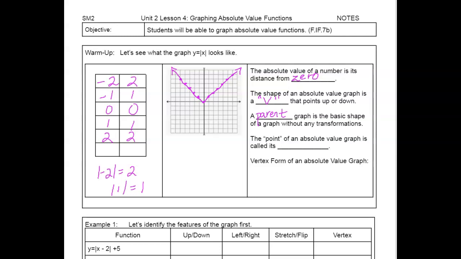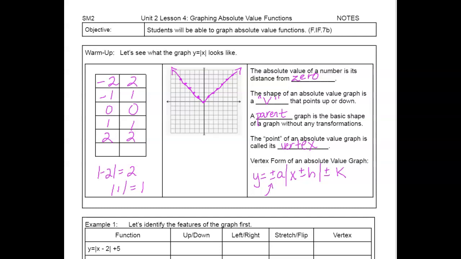And this can work for quadratics or any shape, really. The point of the absolute value is called the vertex. So that's the mathematical term, and I'll be using that from now on. So to find the vertex form, I'm going to write it like this. y equals, and I'm going to put plus or minus an a number, times the absolute value of x plus or minus h, plus or minus k. Okay? And we can use b and c, but we just use h and k specifically for absolute value. So there are some transformations.